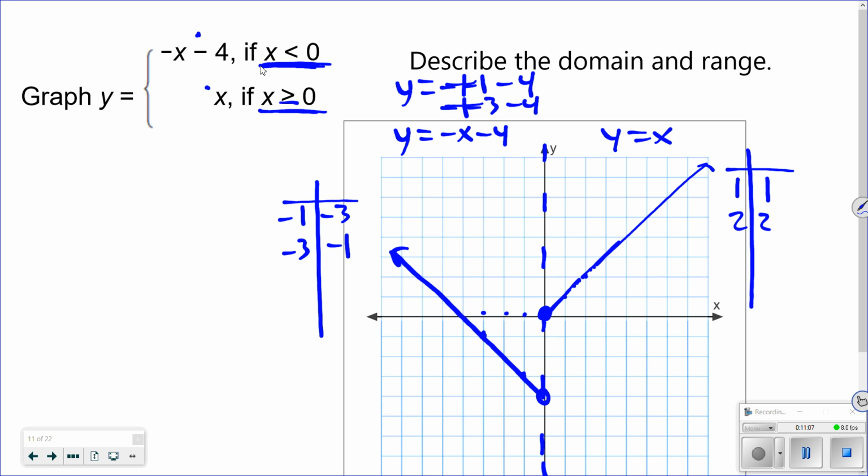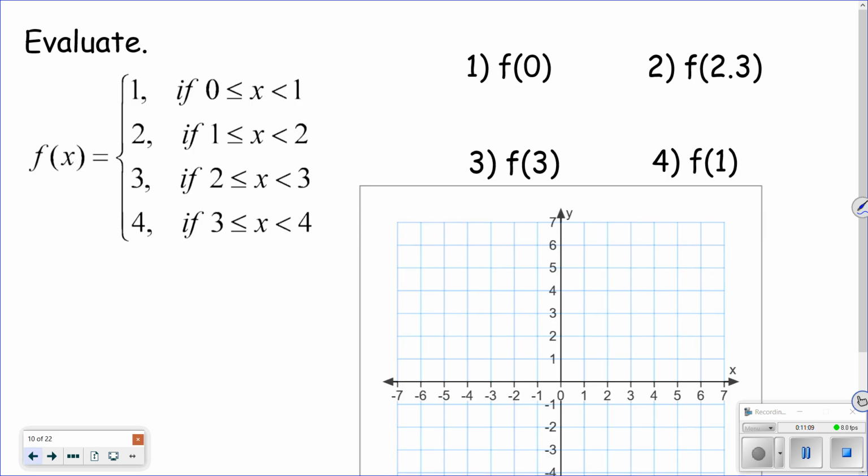Let's actually do one more. Let's go back to that one I said was a little bit different. Let's try this one really quick. This is what we call a step function. And you'll see why in just a second. Okay, so we're not going to worry about evaluating it. We're just going to graph it.